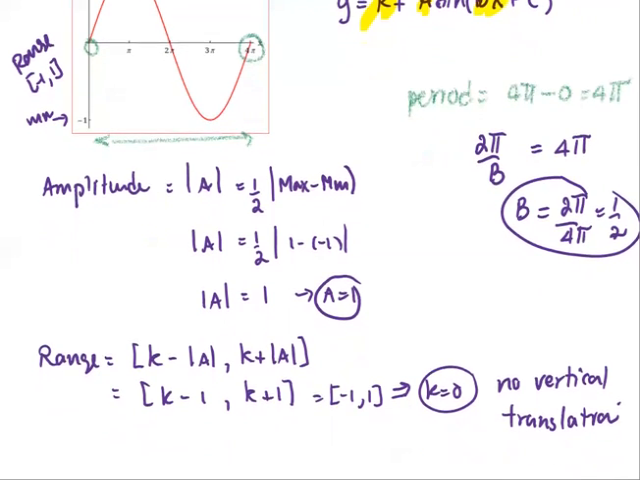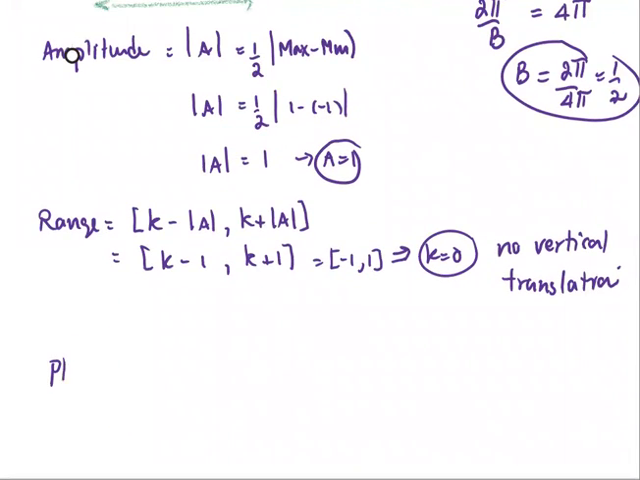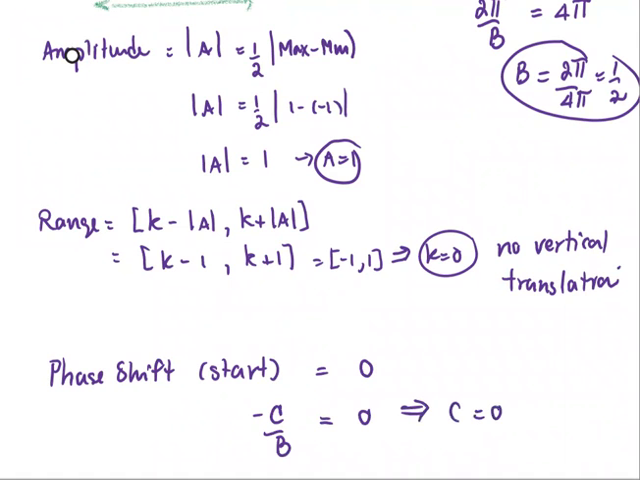The next one is going to be the value c. C is the phase shift. The phase shift is the beginning of the cycle of the graph. So I'm going to put down here the phase shift, or the start point of the complete cycle. In this case it is 0, and the formula to compute the phase shift is -c/b. If -c/b equals 0, therefore c equals 0.